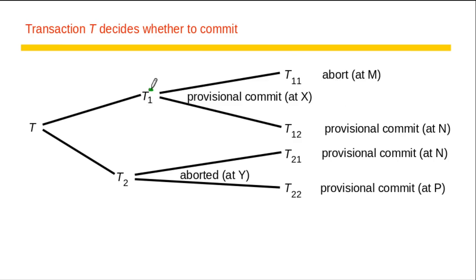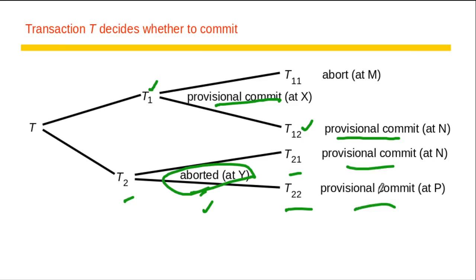X says that X's status is provisional commit. It is ready to commit, however it has not saved anything. T2 says it is going to abort. However, you can see here T12 was saying provisional commit, T21, T22 were also saying provisional commit, that they are ready to commit, right?